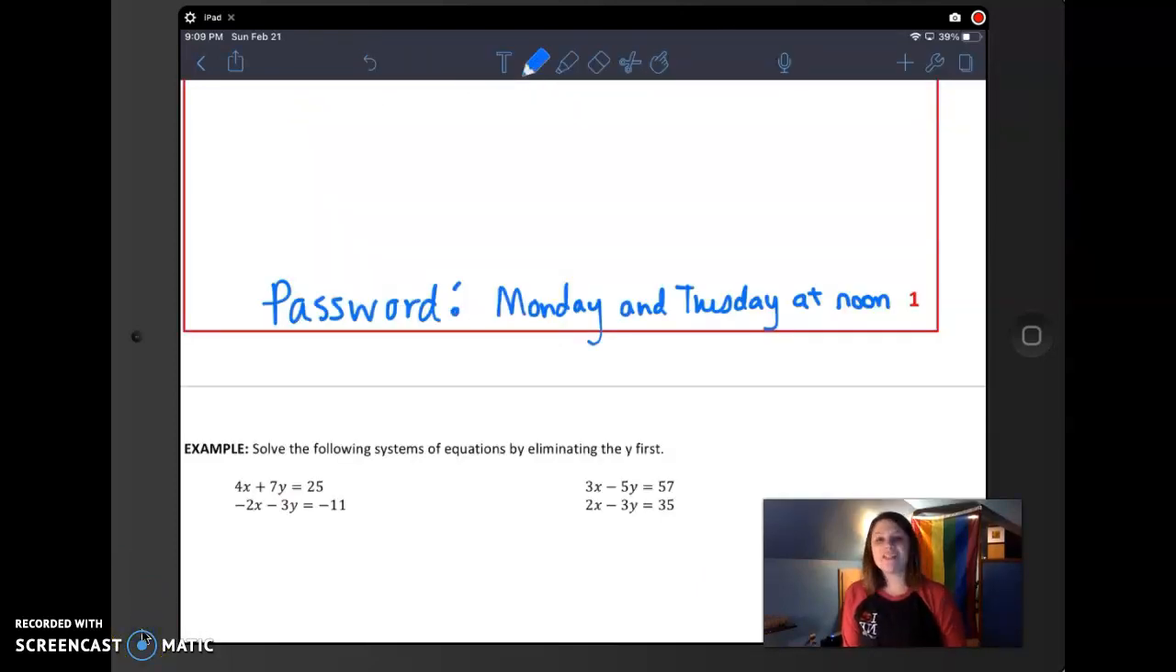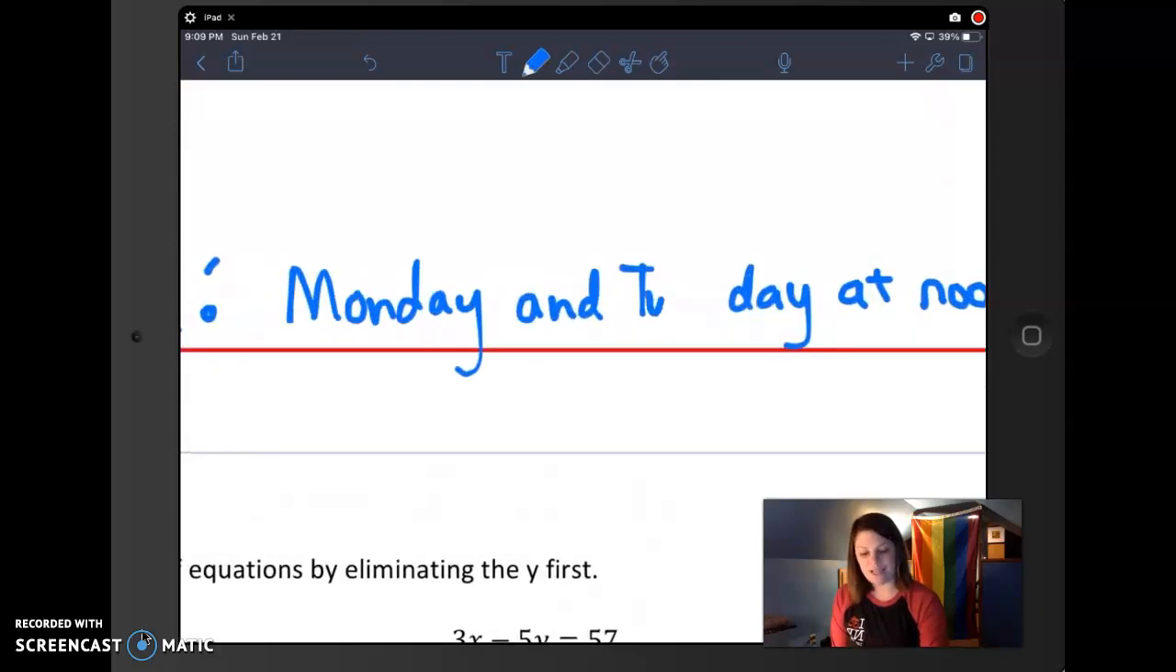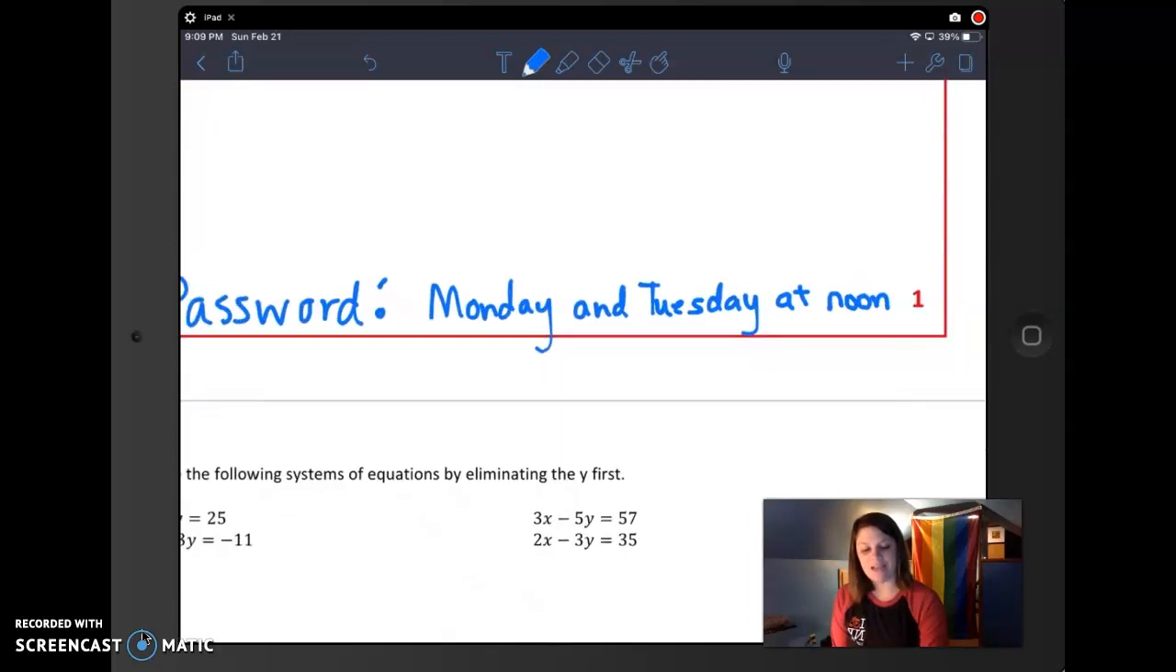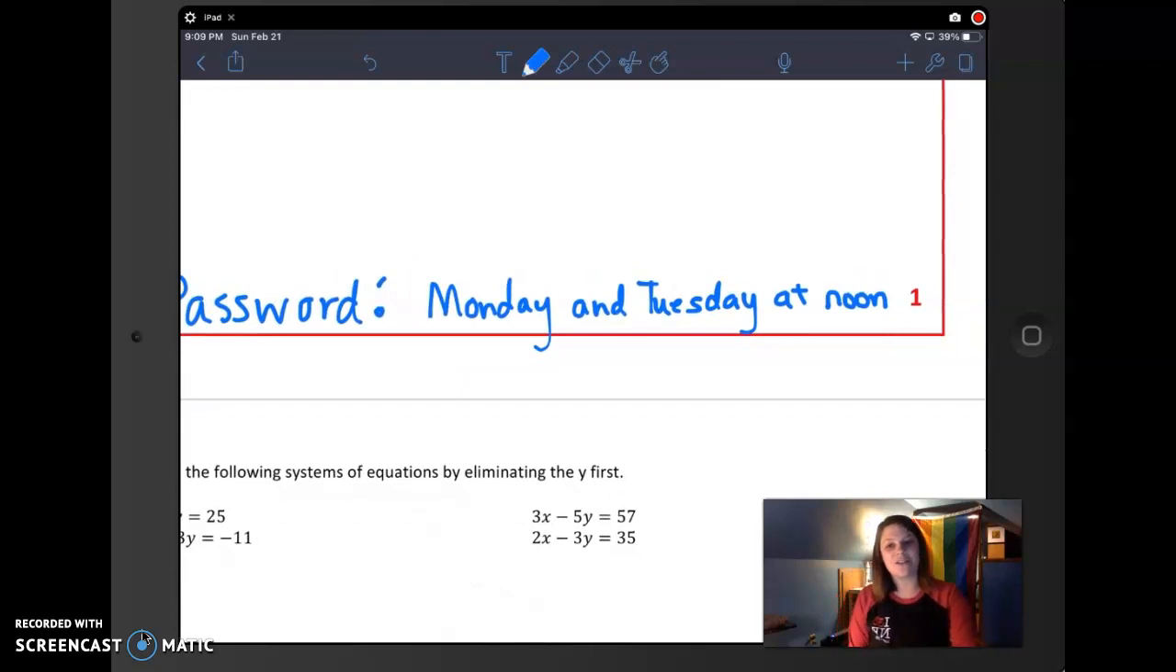Okay, hope you're feeling successful. Our password for this assignment is Monday and Tuesday at noon. So make sure you get those capitals correct. The reason why it is Monday and Tuesday at noon is because that is when my office hours are from now on. So feel free to stop in at noon on either Monday or Tuesday, and we can do some studying, ask me questions, whatever you need.